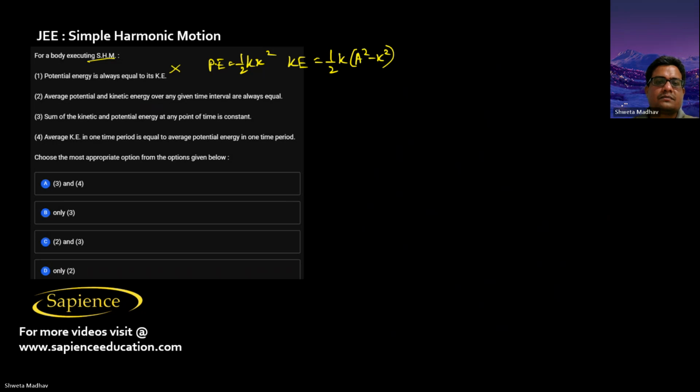It is told that for a body executing SHM, potential energy is always equal to its kinetic energy, which is false, since potential energy is half k x squared and kinetic energy is half k into (a squared minus x squared). So they are not always the same. Next, average potential and average kinetic energy over any given time interval are always equal. The average potential energy and the average kinetic energy, they are equal. Yeah, that is true, for a given time interval.